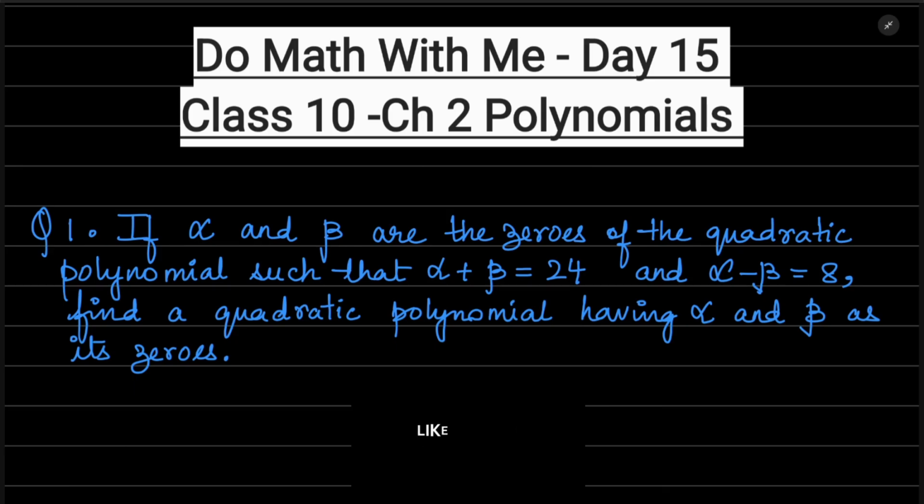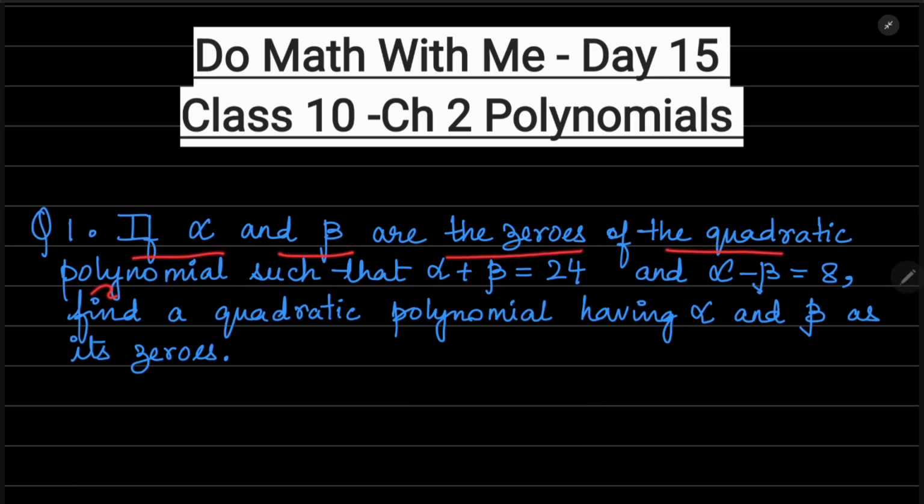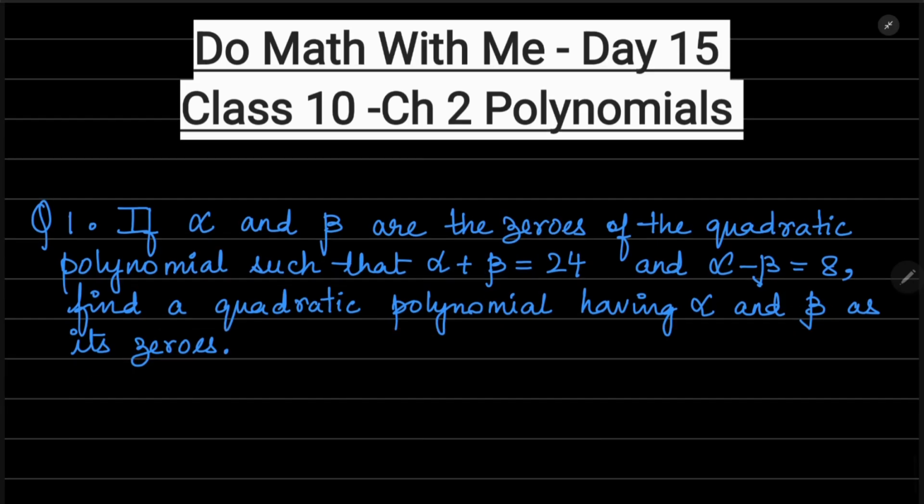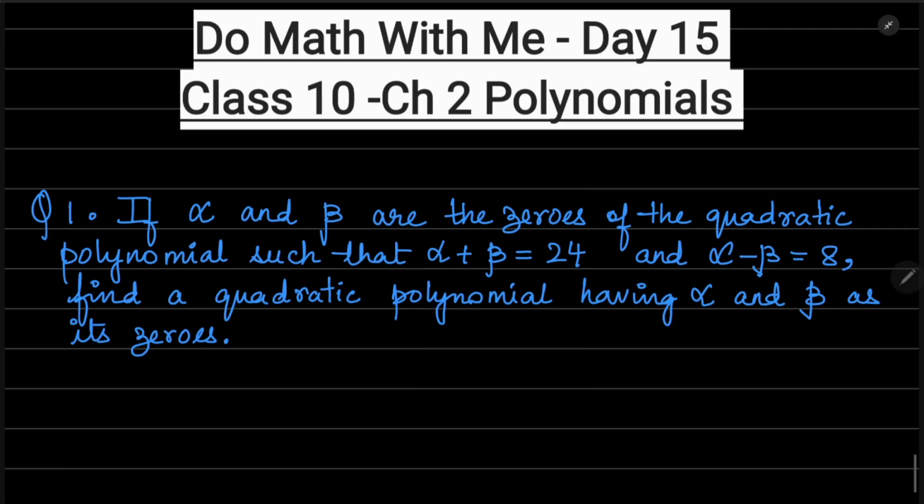The first question of the day is, if alpha and beta are the zeros of the quadratic polynomial such that alpha plus beta is 24 and alpha minus beta is 8, find a quadratic polynomial having alpha and beta as its zeros. You are given that alpha and beta are the zeros of the quadratic polynomial, and you have to also find that quadratic polynomial whose zeros are the two given.